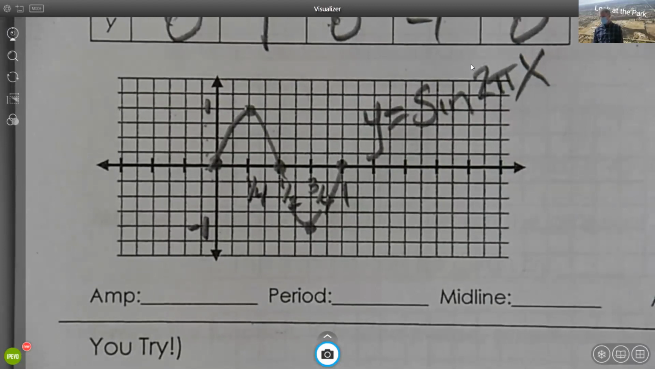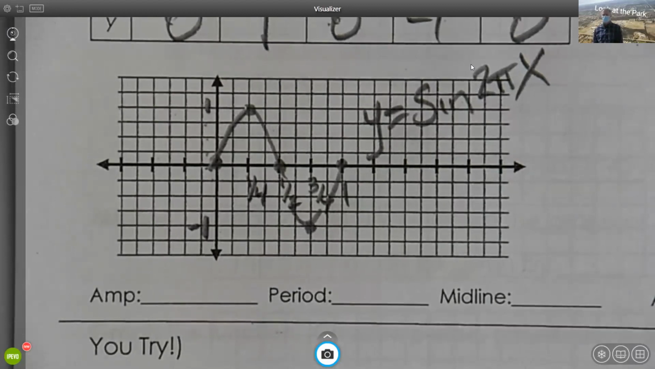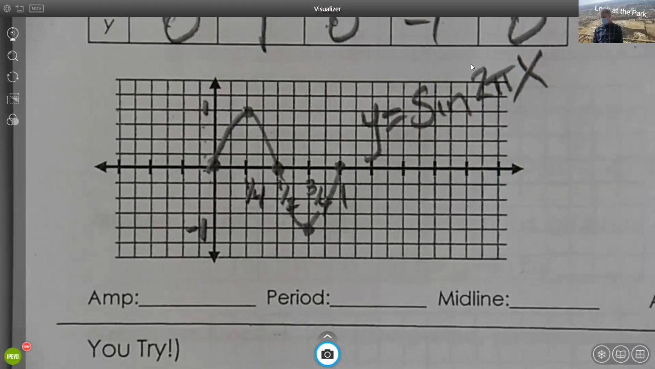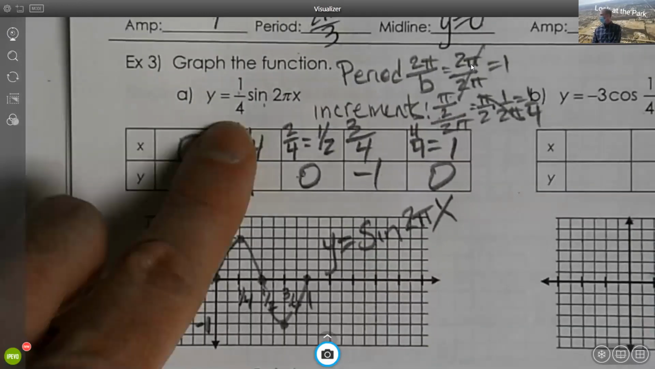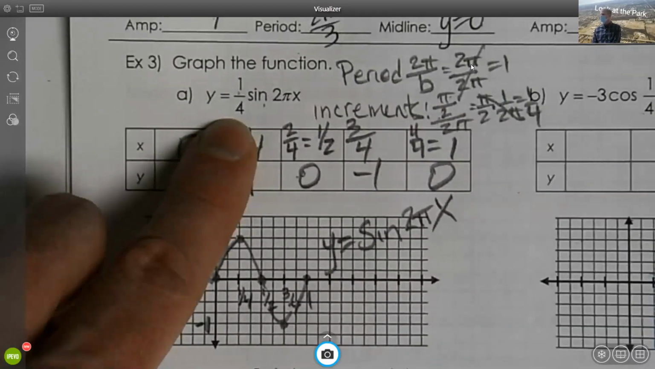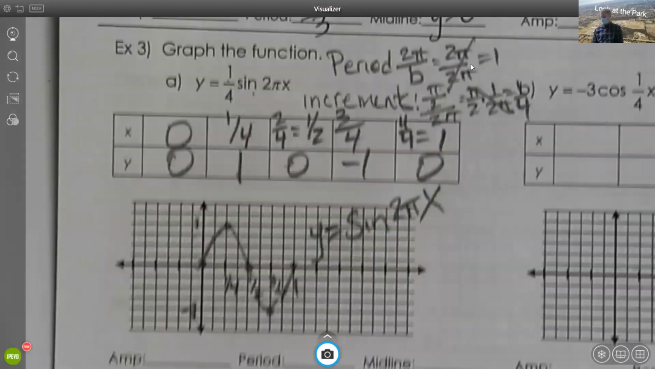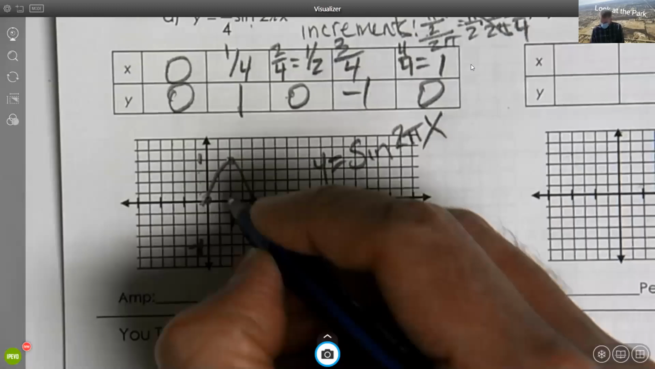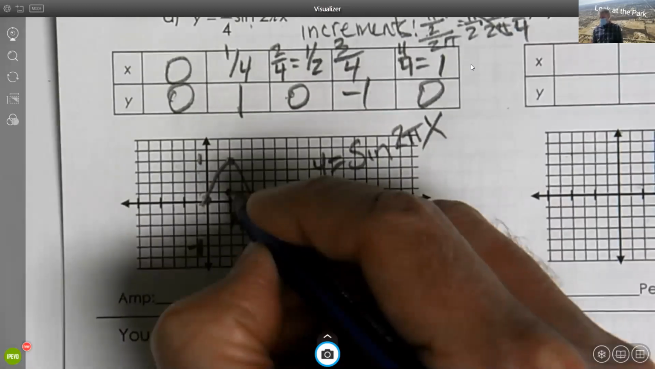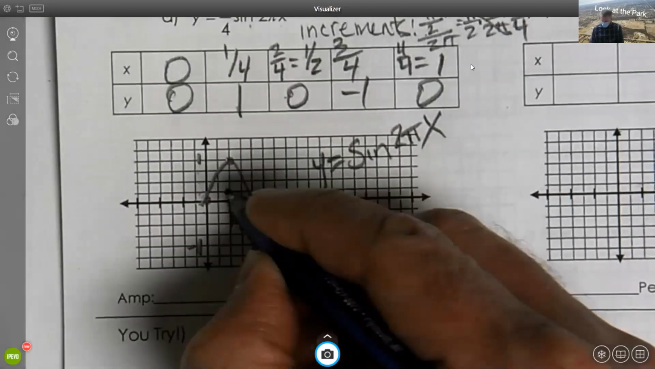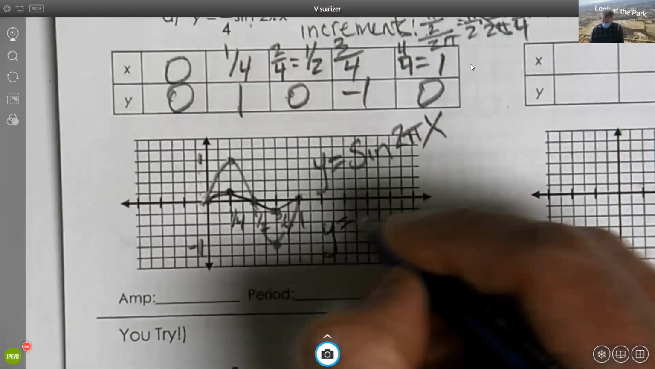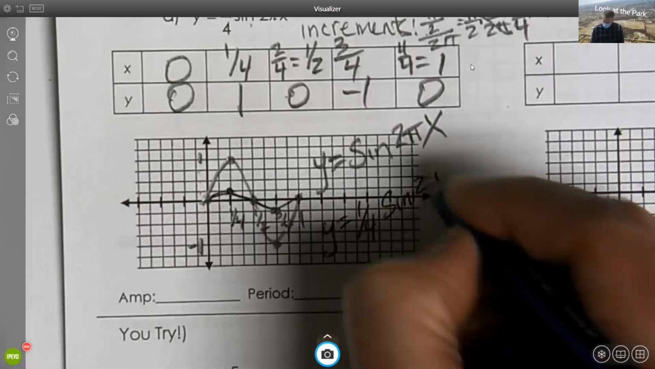So what's our next step we need to do? Make some choices. What do you see that we need to do next? Looking at your equation, do you have any negatives? Do you have an a value? Okay, we're going to shrink it. We're going to shrink this by multiplying everything by 1/4. So that makes the graph a lot tighter. So y equals 1/4 sine of 2 pi x.